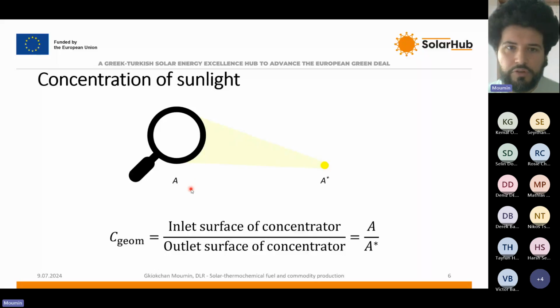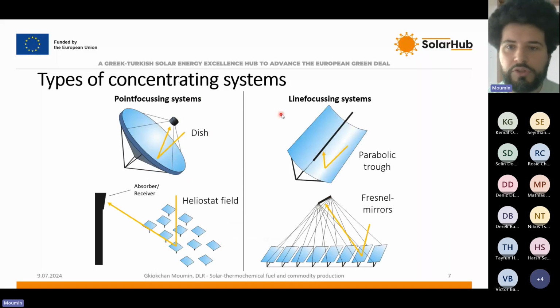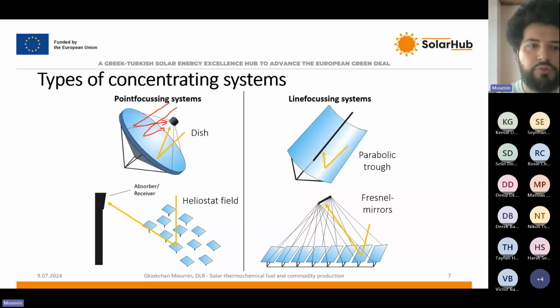To perform these concentrations, we have two categories of concentrators, which we call point focusing and line focusing systems. Point focusing systems are, I guess, more straightforward. What we have here is sunlight hitting the surface and then being concentrated on one point, on one spot, basically. So this one is a three-dimensional focusing. All the radiation from the surface is focused then on one spot, ideally.